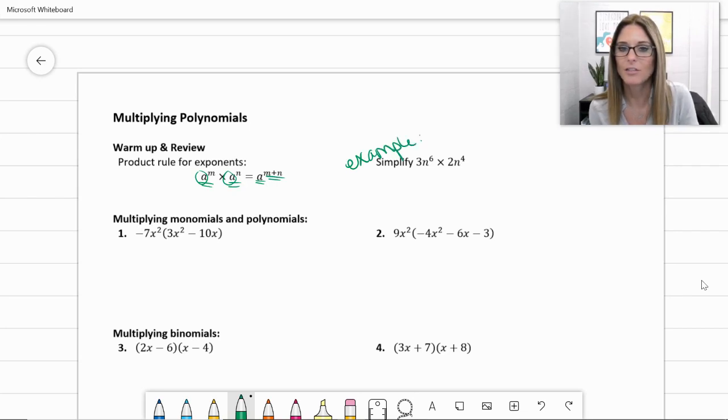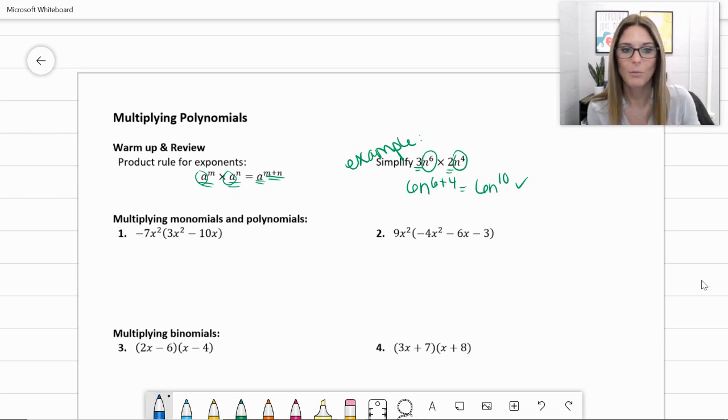It says simplify 3n to the 6th times 2n to the 4th. You are still going to multiply those coefficients together. 3 and 2 still get multiplied together to make 6. And now take n to the 6th and multiply it with n to the 4th. Adding those exponents, 6 plus 4 gives us 10. 6n to the 10th. We're going to need to be able to do that as we multiply our polynomials together.